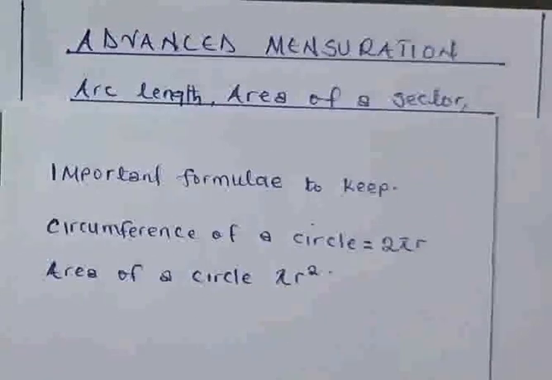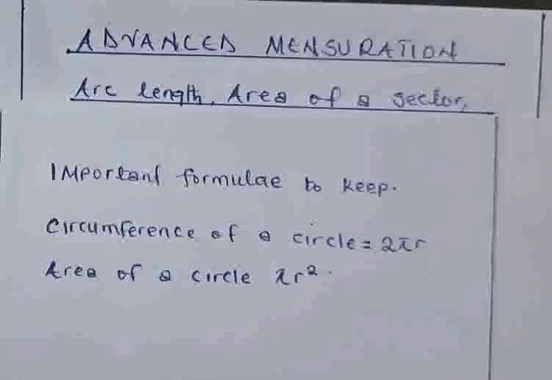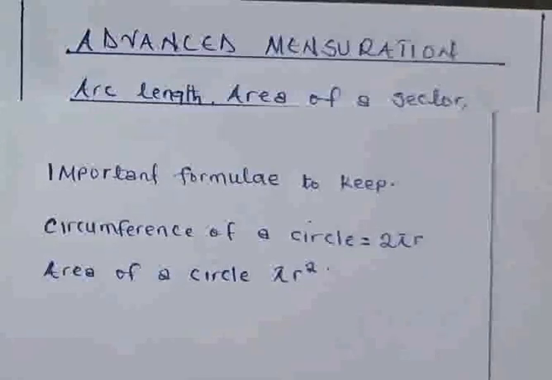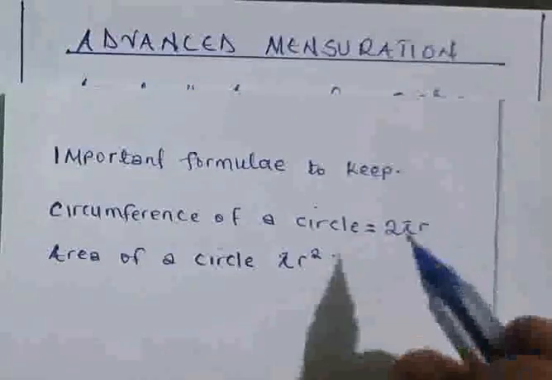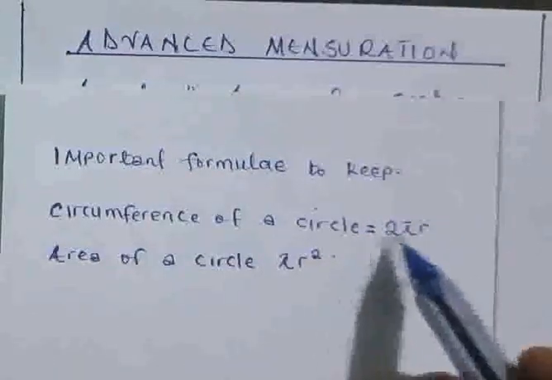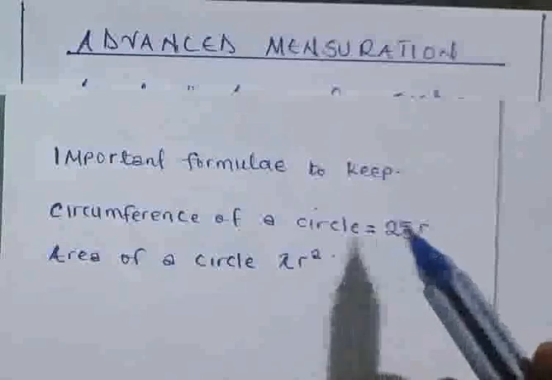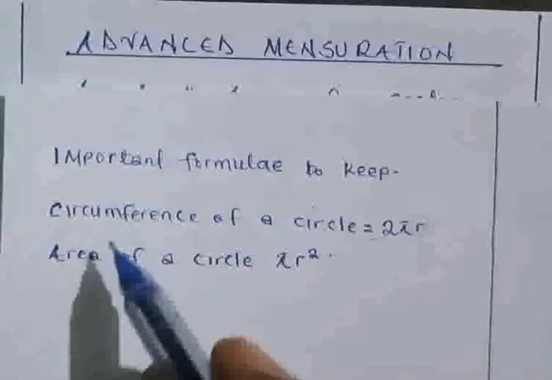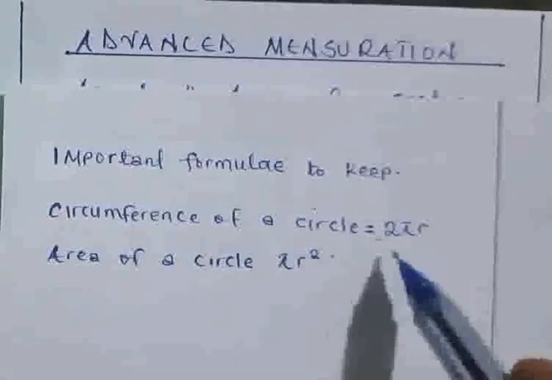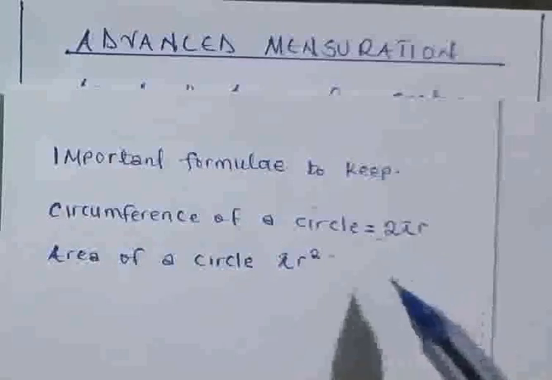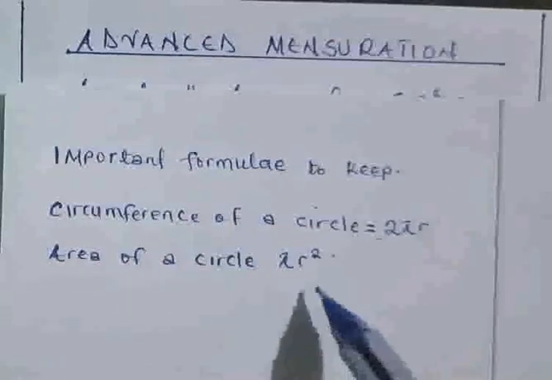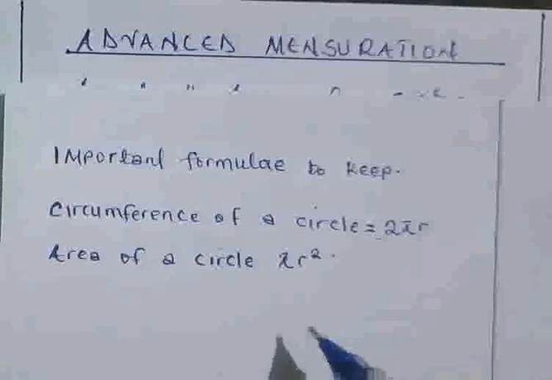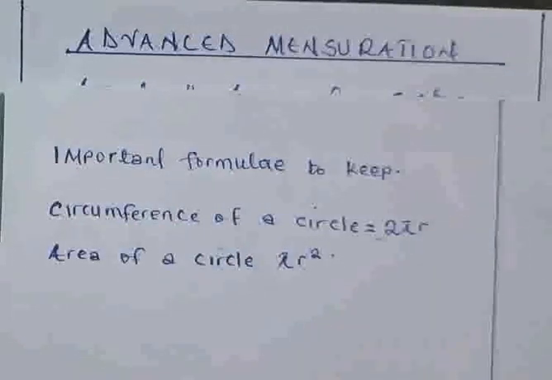Now, for us to flow smoothly in this video, there are some important formulas that you have to keep, and these are the circumference of a circle. So you need to make sure that you keep this formula here, because this advanced mensuration will play around the circle. Remember, the circumference is 2 pi r, and the area of a circle is pi r squared. So please keep those in mind.